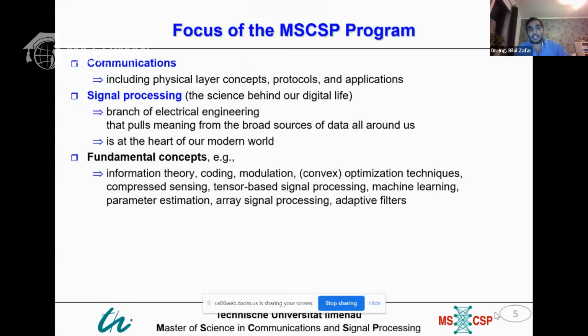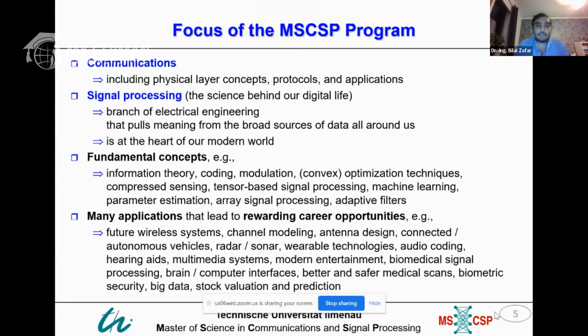We're focusing on many parts of communication and signal processing. For example, in communications, we look at the physical layer concepts, the protocols, the applications. Then a huge field for us is the branch of signal processing, which is basically in anything related to all kinds of electrical equipment that you look at. So basically, we derive meaning from sources of data all around us. This is what drives our modern world.